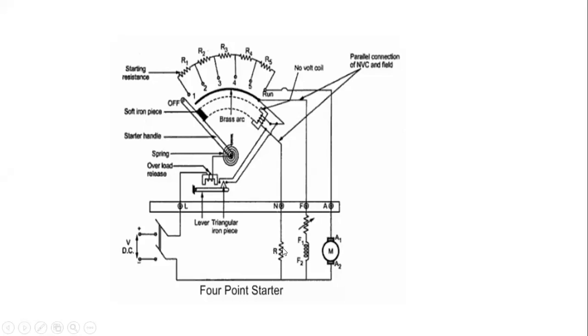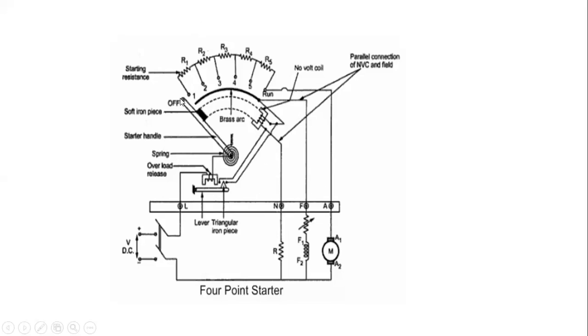This type of 4-point starter is suitable for the speed control of DC motors. Why? Because in that case we are using the rheostat or the resistance that will be connected to the overload coil. That is the neutral to line. The next one is the field: F is the field point and A is the armature. The 4th point is the neutral point, indicated by N.